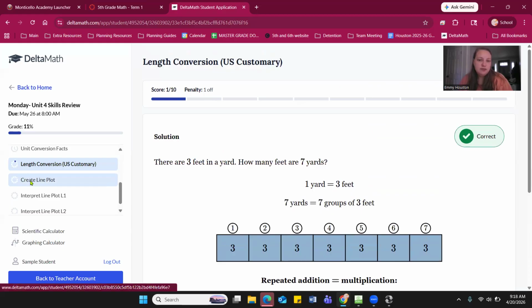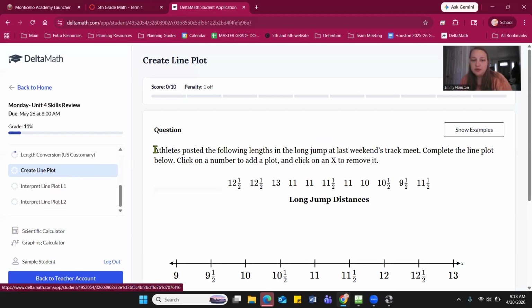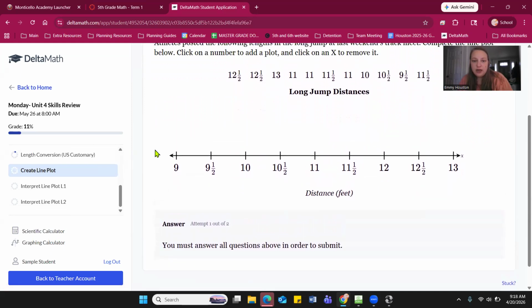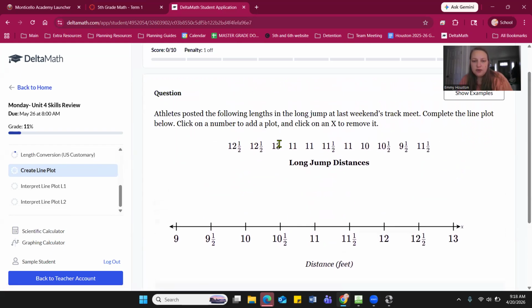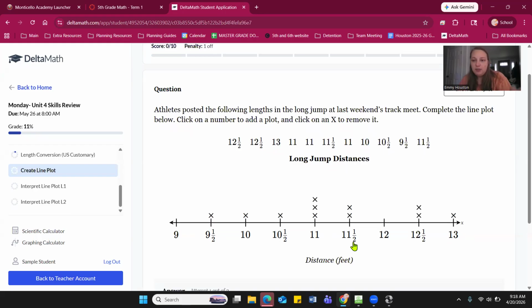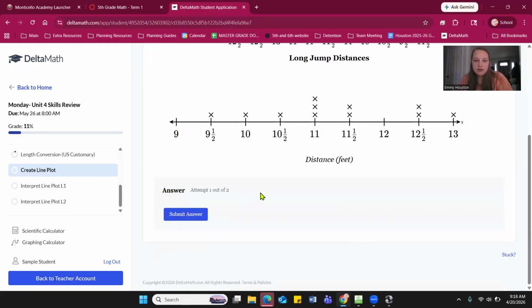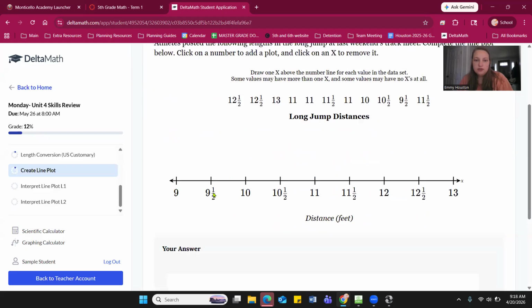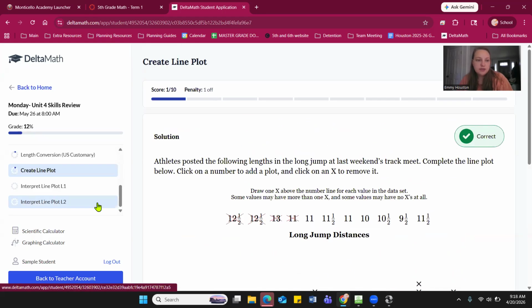So that's that one. This one is creating a line plot. It's super simple. All it's asking you to do is say, okay, click the numbers to add their x's. So I start with the first number, 12 and 1/2. I click 12 and 1/2. 12 and 1/2 again. Click another one. 13, 11, 11, 11 and 1/2, 11, 10, 10 and a half, 9 and a half, 11 and 1/2. And now that I put all my numbers on there, I just submit. And you just have to do that 10 times. Super simple.